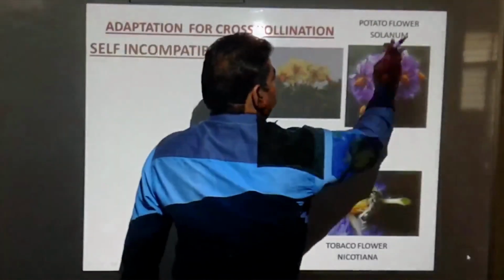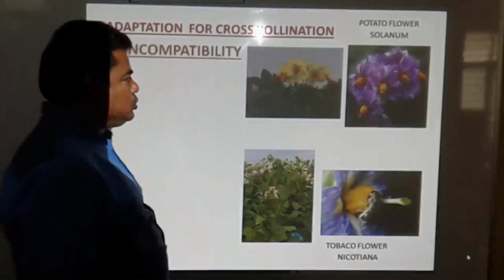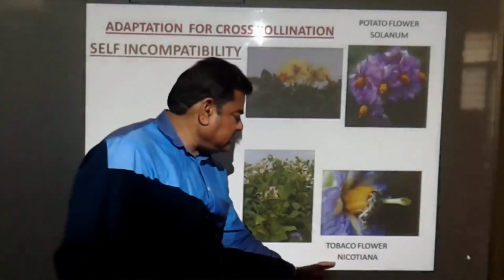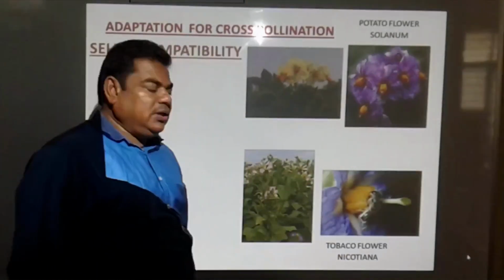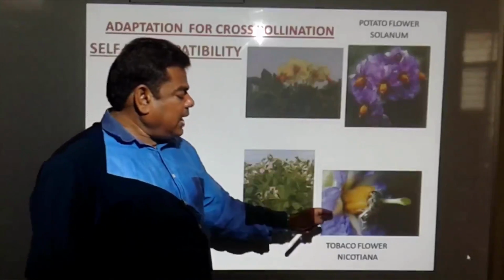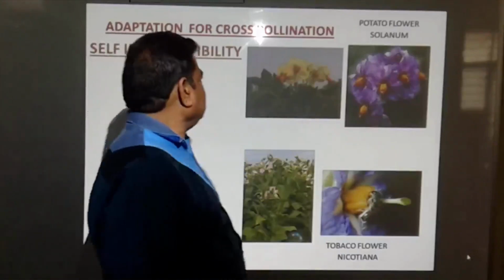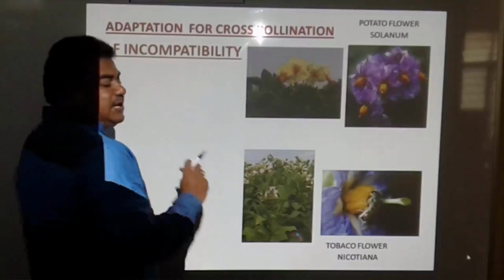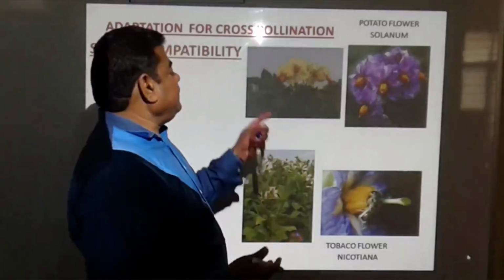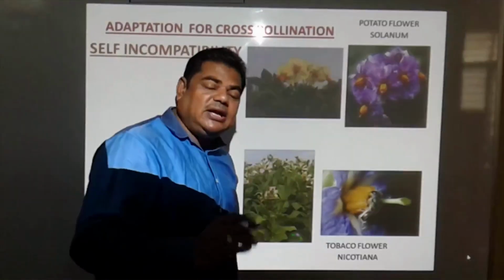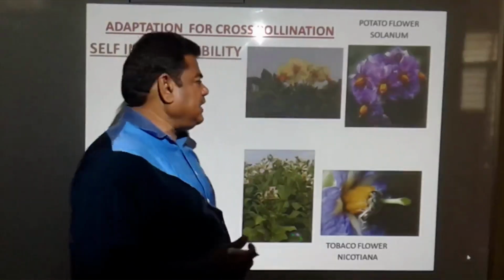Now see here, the potato flower, that is Solanum tuberosum, aloo, and this tobacco flower, that is Nicotiana. In both these flowers, potato and tobacco plants, self-incompatibility is the phenomenon due to which these plants gain cross-pollination and avoid self-pollination. How does it take place? See here.